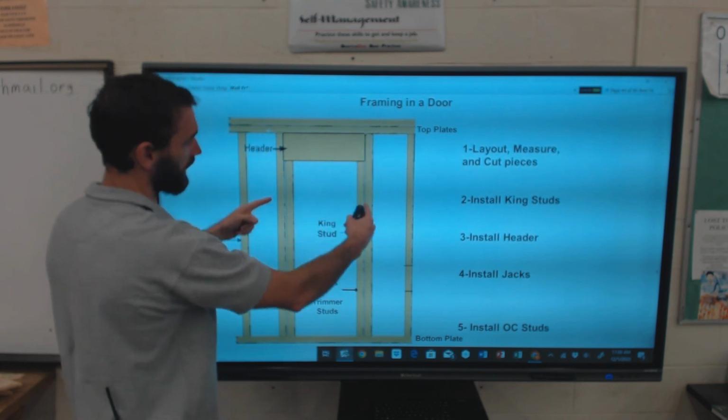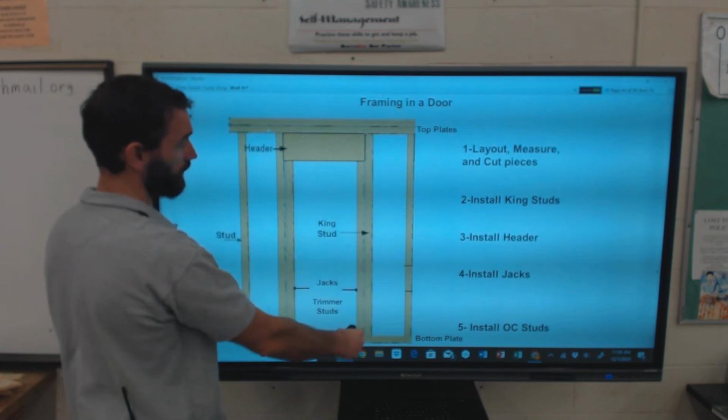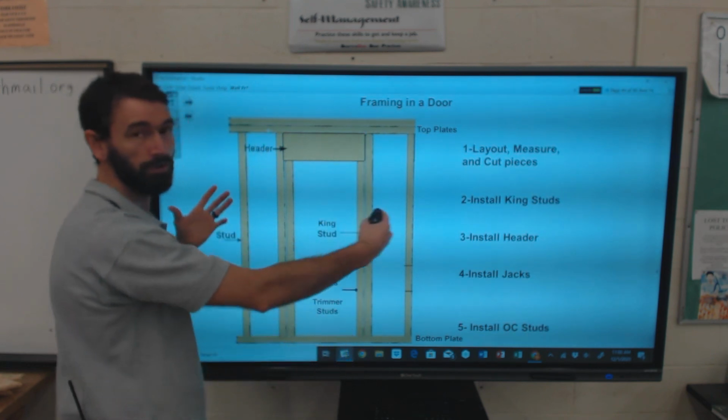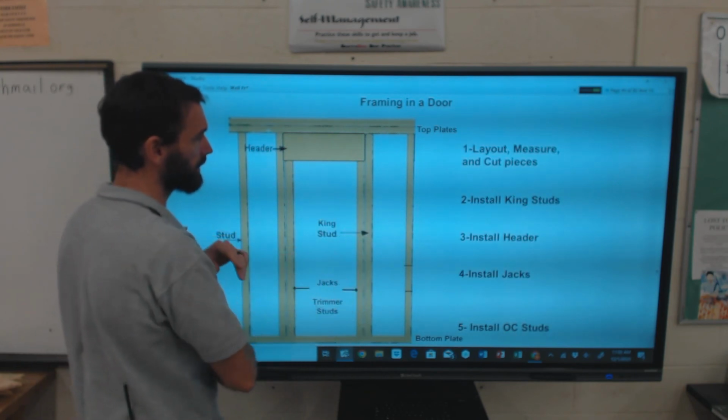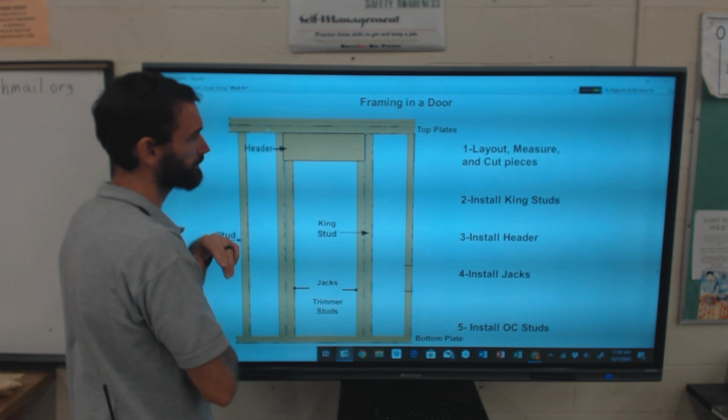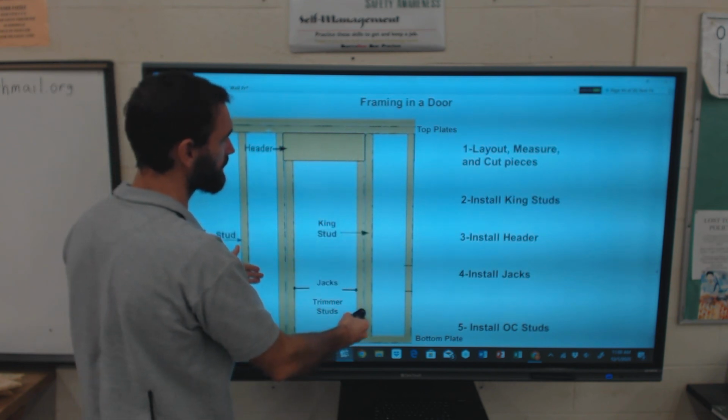Then you're going to install the king studs. That's the first boards to get nailed up. Also your end studs, so the ones on the ends, the king studs, get those in for your wall section. So install your king studs.